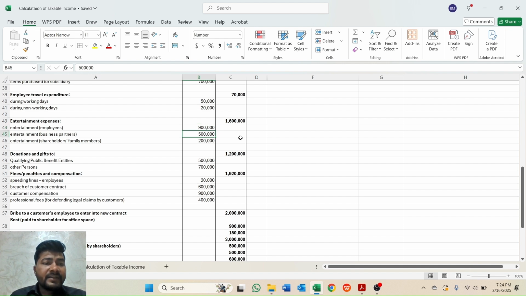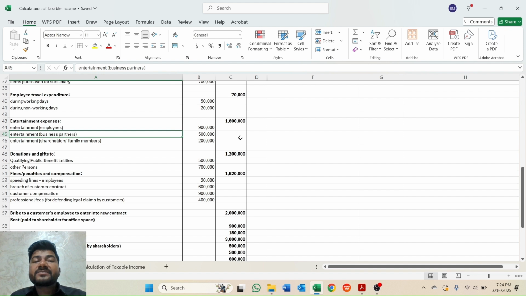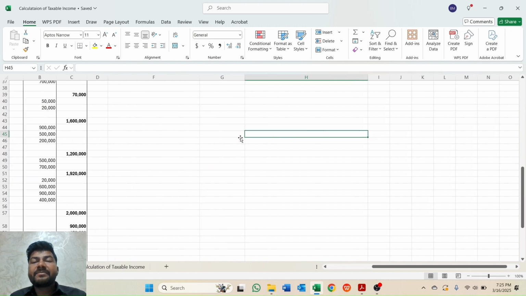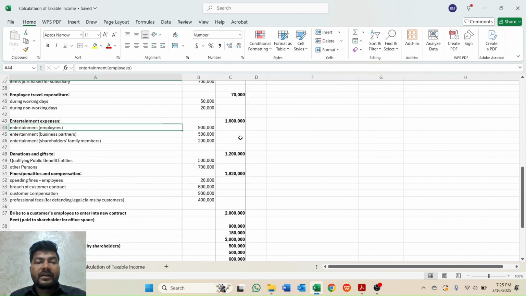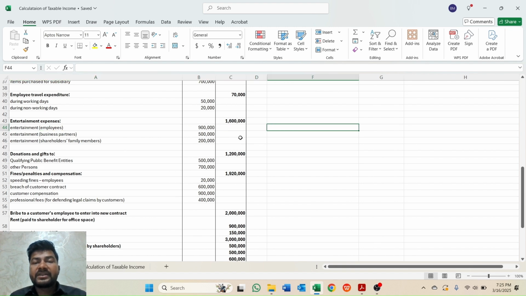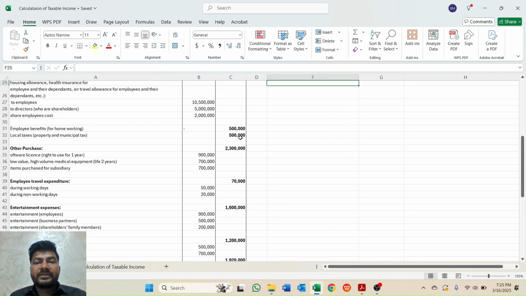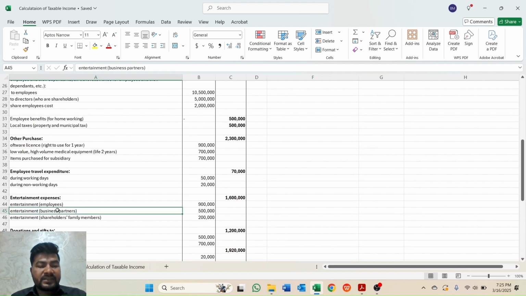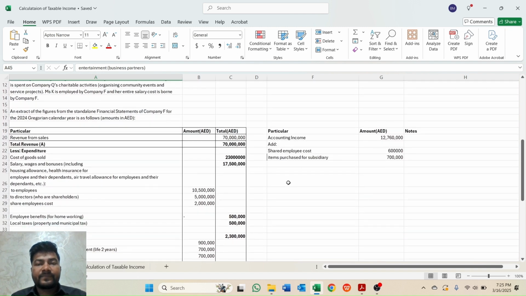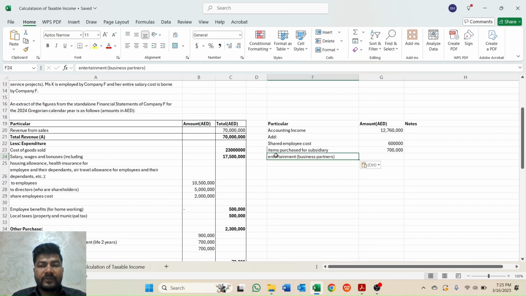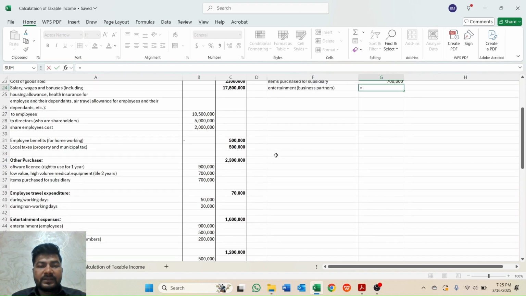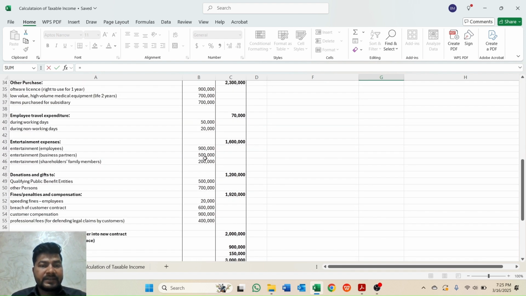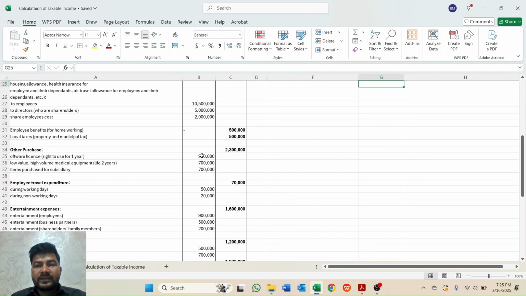Now entertainment expenditure related to business partners, look here. This business partners expenditure is only allowed up to 50%. So we'll add back this entertainment expenditure while calculating taxable income. Now you can see here entertainment expenditure related to business partners. Now we'll copy here. We can directly link 500,000.